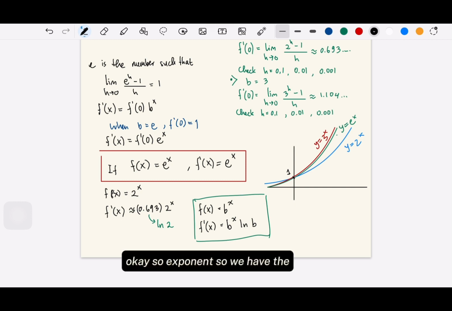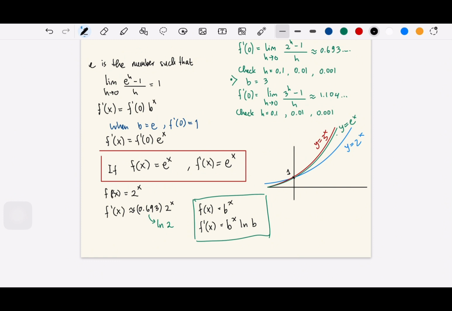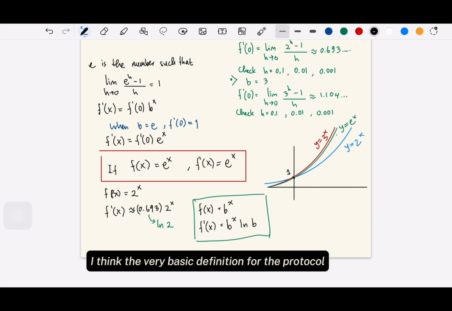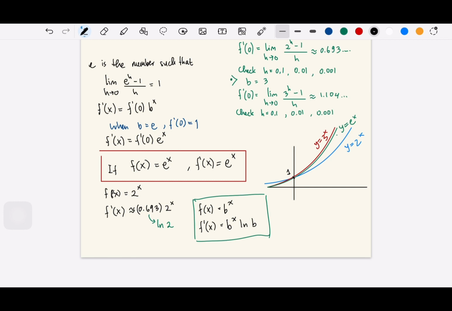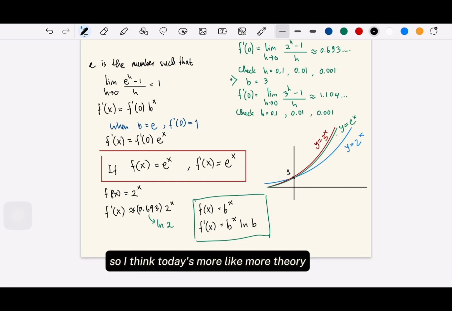Okay, so we have, I think, the very basic definition for derivatives, the product rule, the quotient rule, the exponent, the e. So I think today's more theory. Okay, I hope on Thursday class I can provide you with more exercises. I think your TA also will provide you with some exercises.